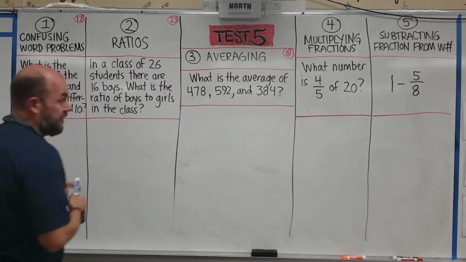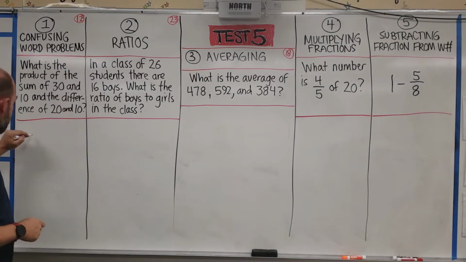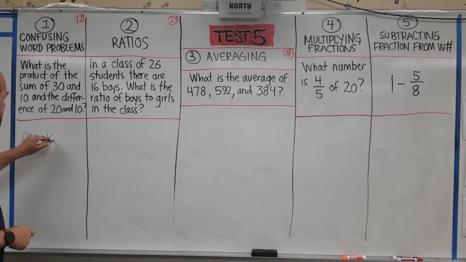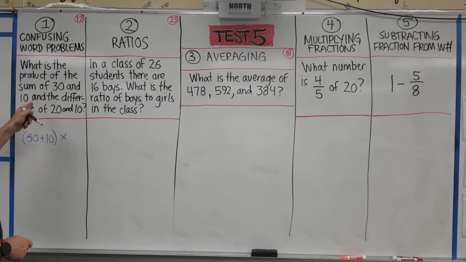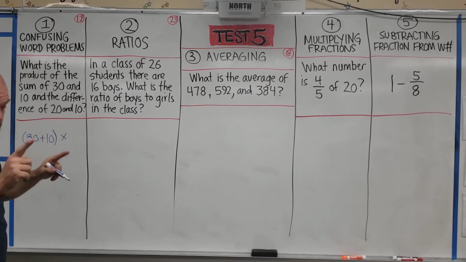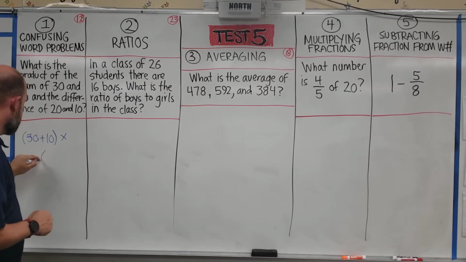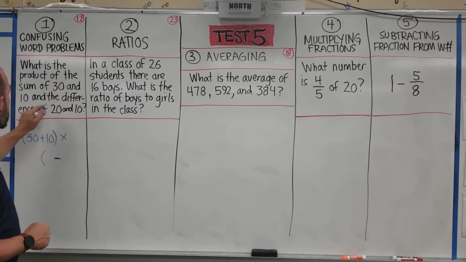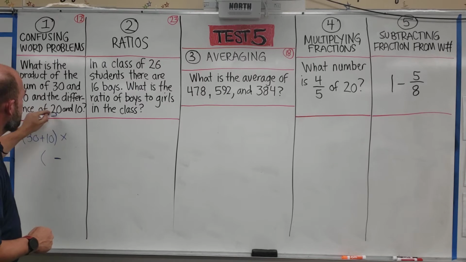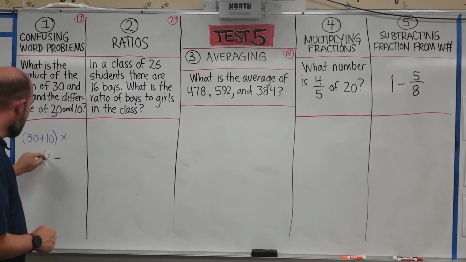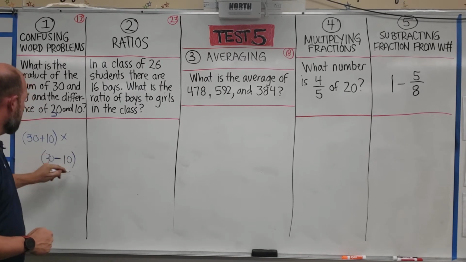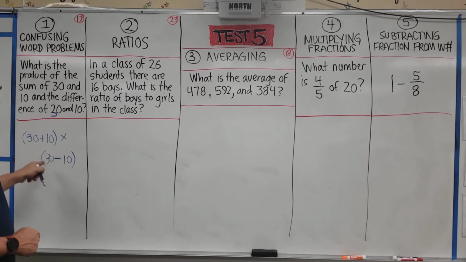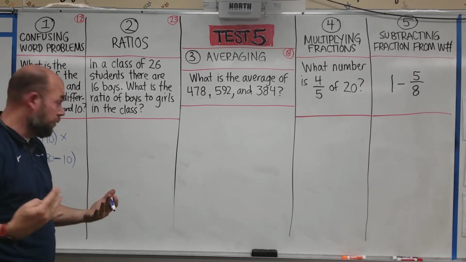So sum, well, let's take that first. 30 and 10. 30 plus 10, that's a sum. And we're going to be multiplying that against something else. Plus the difference, that's a subtract. The difference of, oh, I was meant to do this 30 and 10. We're going to change that. So we've got the sum of 30 and 10, the difference of 30 and 10, and we're going to multiply those two things.